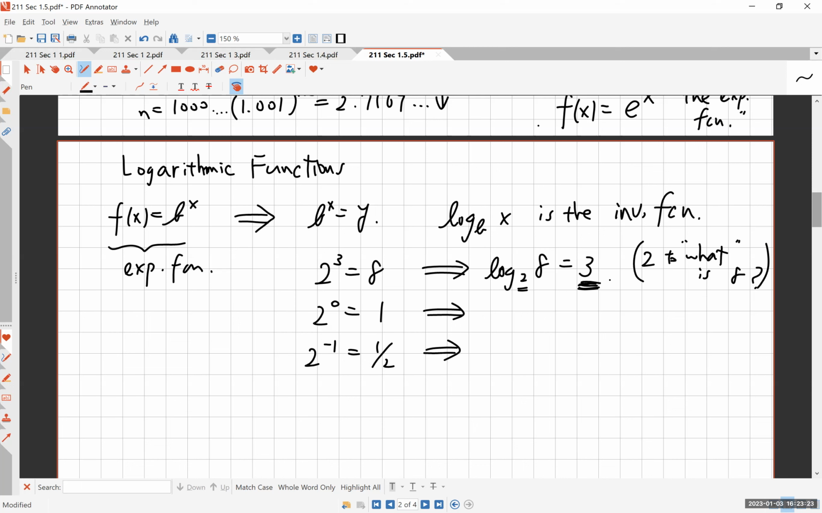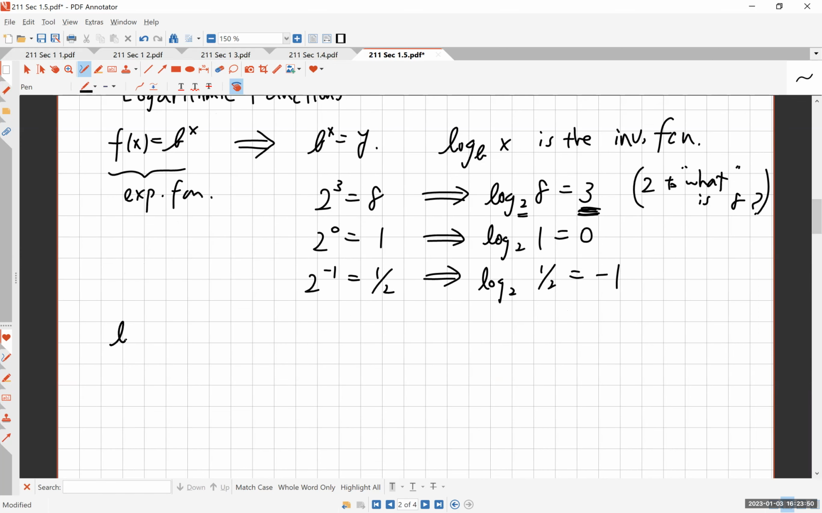Okay, the answer to this question is the value of the logarithm. So the value of log is actually the exponent. Again, the question is, 2 raised to what number is going to give you 8? And the answer is 3. All right, log base 2 of 1 is equal to 0 because 2 to the 0th is equal to 1. Okay, log base 2 of 1/2 is, well, 2 to what power is 1/2? And the answer is negative 1. Okay, and you can play around with these things for a long time.